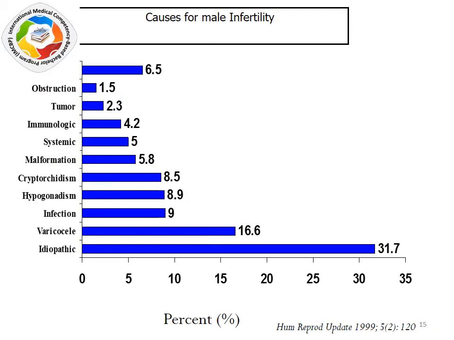Before going to the different causes through this classification, there is another classification according to the prevalence of the different causes. We find that the idiopathic type of male infertility is very high. It is present in about 1/3 of cases. The second cause is varicocele, about 16.6% of cases. Also infection, about 9%. Then hypogonadism, cryptorchidism, malformation within the genitourinary tract, systemic causes, immunological causes, tumors, and obstruction. These are the main and very important causes according to prevalence and percentage.